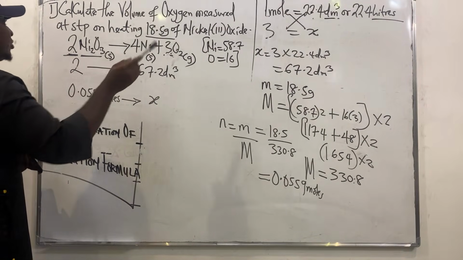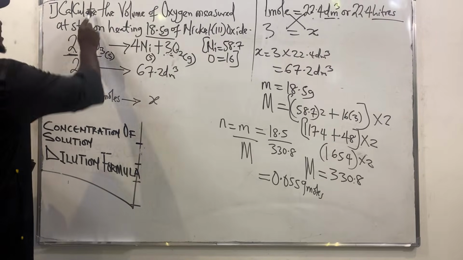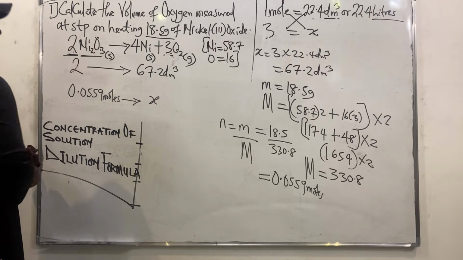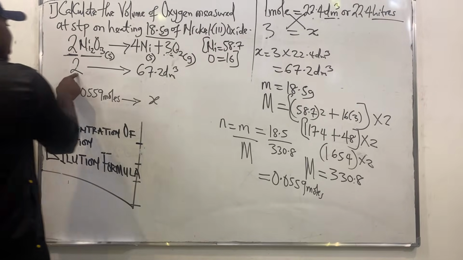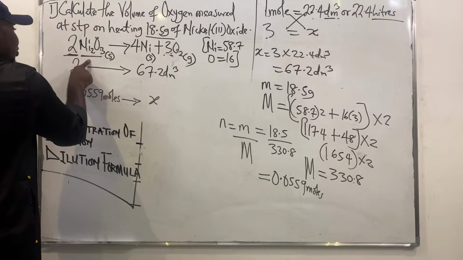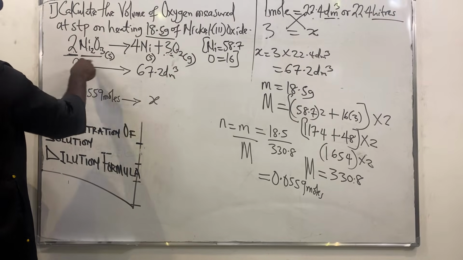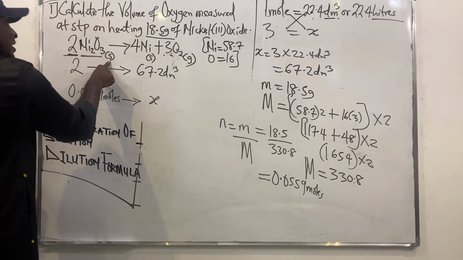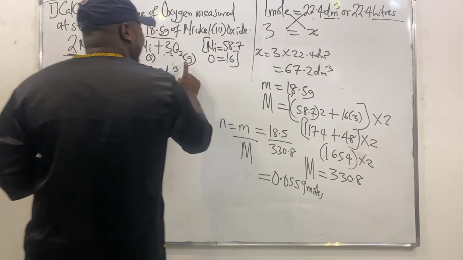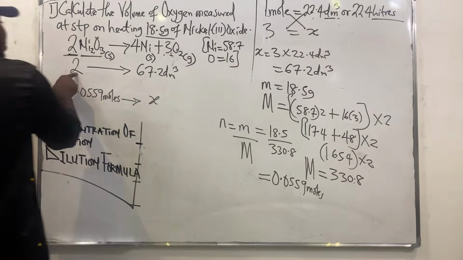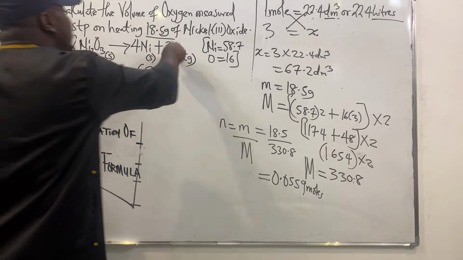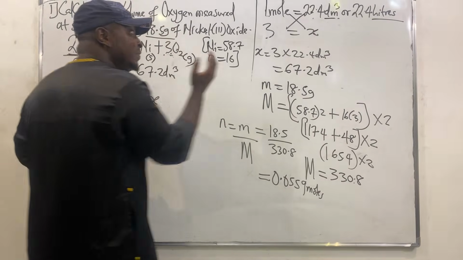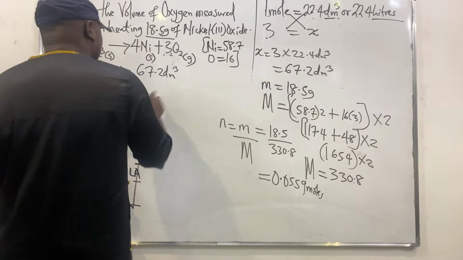Class, we only use this particular 22.4 when they say it at STP, find the volume at STP. And we only use it for the gaseous part of the reaction. You can see, this will not change into 2 times 22.4. We'll still say 2 moles of nickel 3 oxide gave, because this is a solid. This one is only for gas. Oxygen is a gas. So we still use 2 moles here. 2 moles of nickel 3 oxide gave 3 moles of oxygen. But 3 moles of oxygen is what in volume? 3 times 22.4 is 67.2.